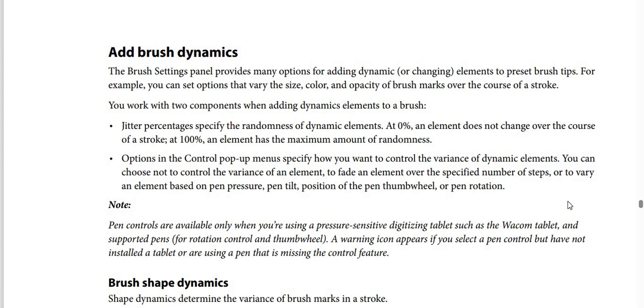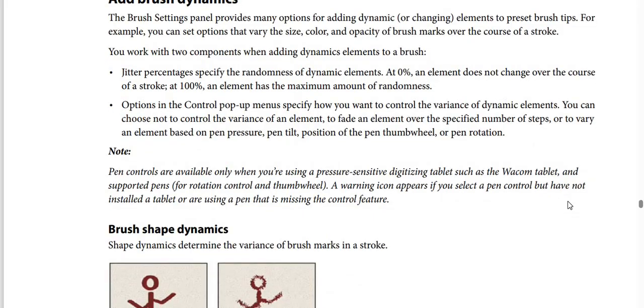And we have two options here now. Jitter percentage: we specify the randomness of dynamic elements. At 0%, an element doesn't change over the course of a stroke, and at 100%, an element has the maximum amount of randomness.